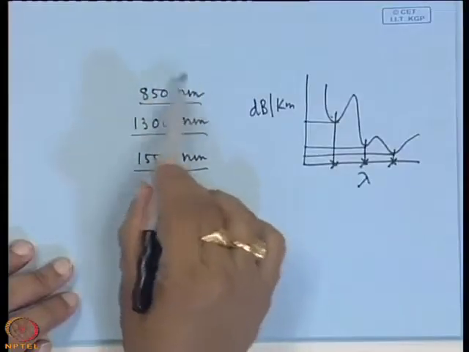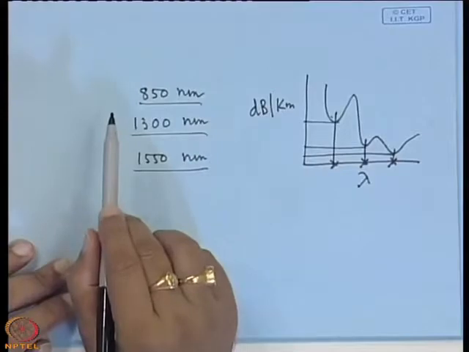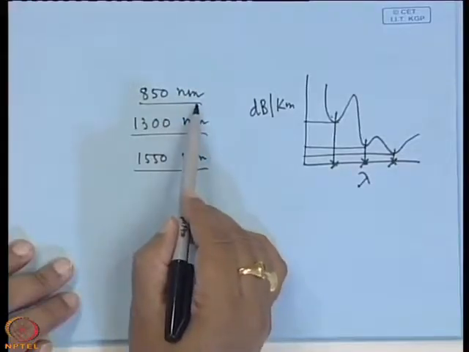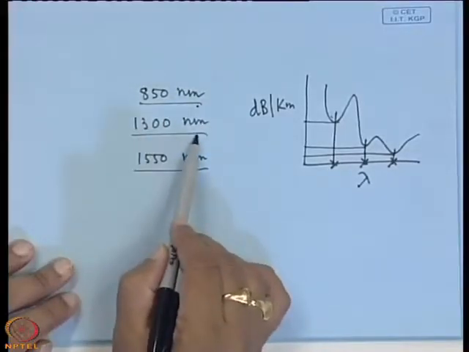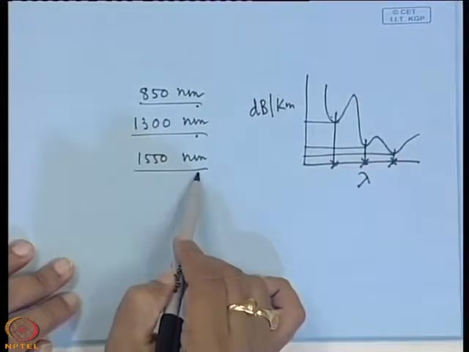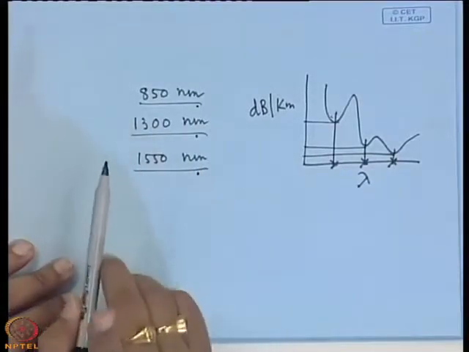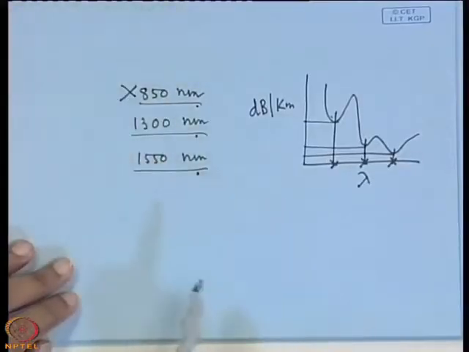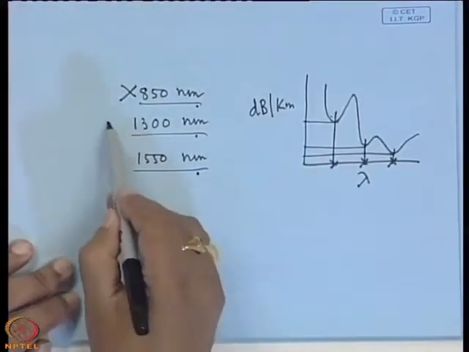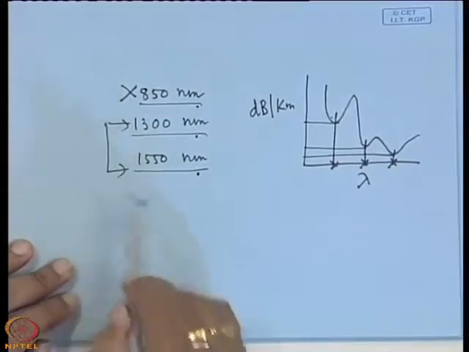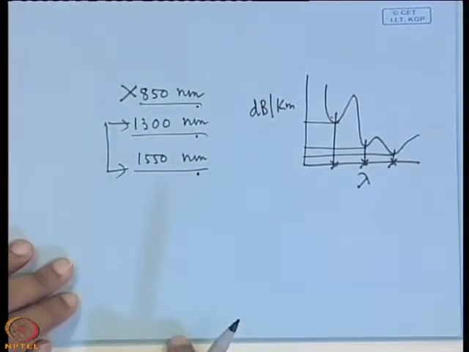And when we talk about the window, that means the emission from the light emitting diode or the laser diode must be either 850 or 1300 or 1550 nanometer. And remember that the present generation fiber optic communication does not use this 850. We use only 1300 and 1550 nanometer. Okay?